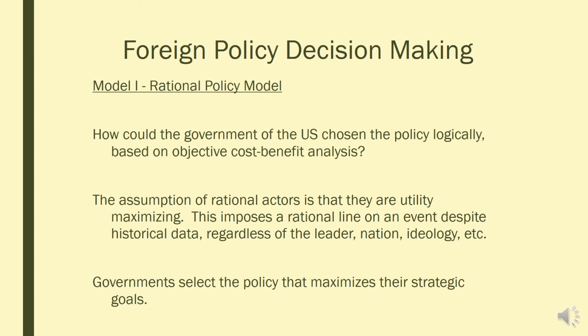So what does this mean? Rational policy model. What is a rational decision? The idea of this is based on this question. How could the government of the United States choose a policy logically based on objective cost-benefit analysis? How could it weigh the costs and benefits of different options and then choose the one that best fits the situation that they face, regardless of other instances, regardless of the past?